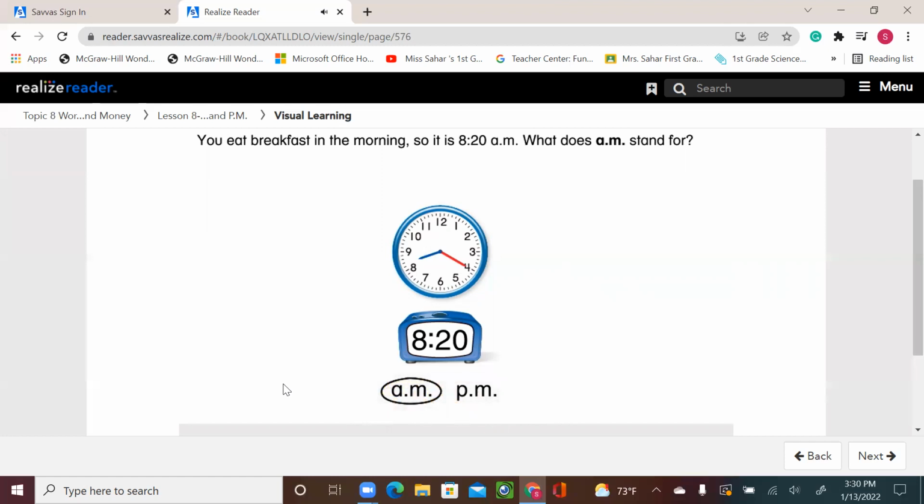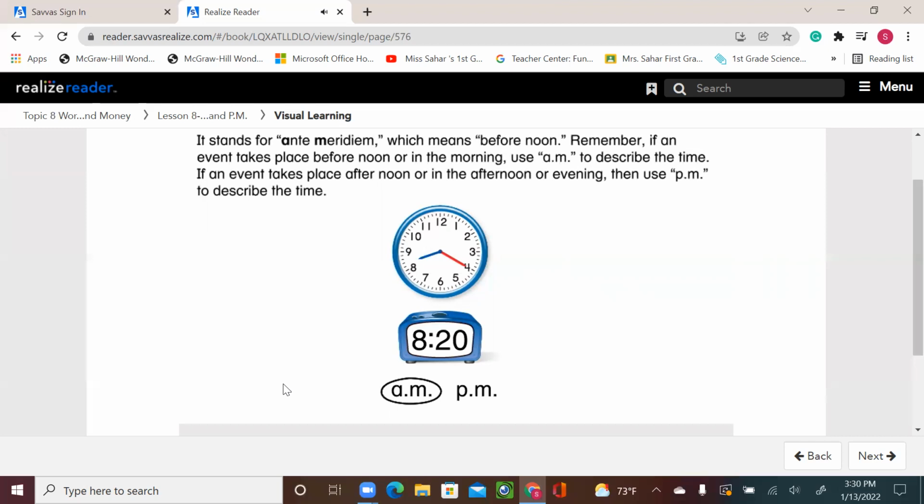What does AM stand for? It stands for antemeridiem, which means before noon. Remember, if an event takes place before noon or in the morning, use AM to describe the time. If an event takes place after noon or in the afternoon or evening, then use PM to describe the time.